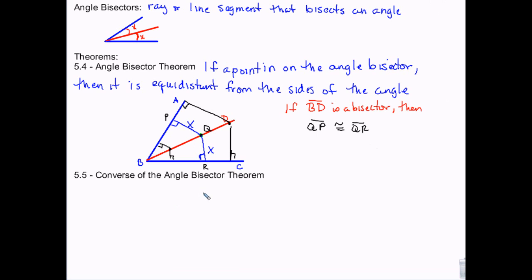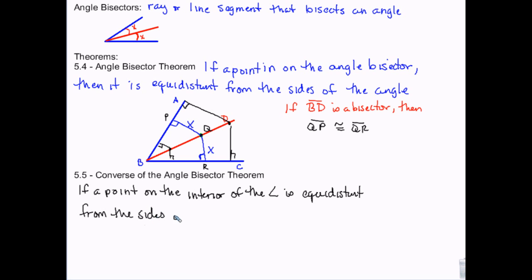We also have the converse of the angle bisector theorem, so it's kind of like the converse of the perpendicular. It goes the other direction. So we have, if a point is equidistant from the sides, it has to be on the interior of the angle. Or of the angle.